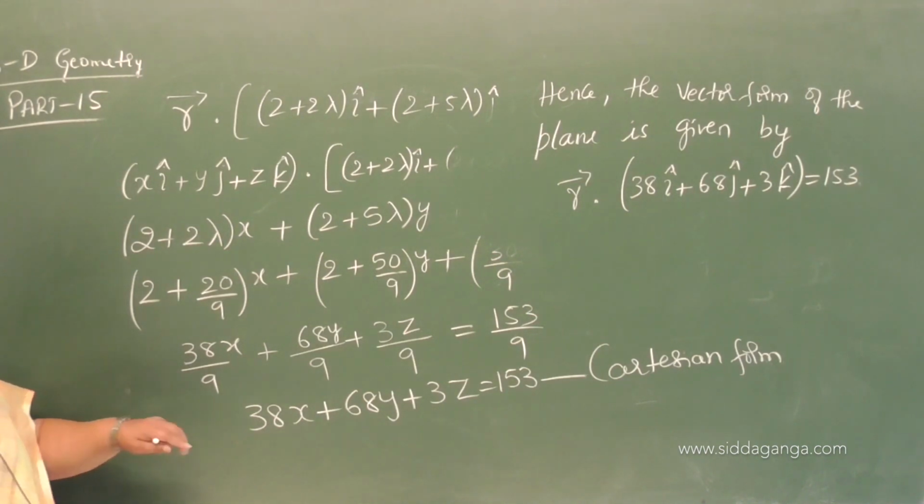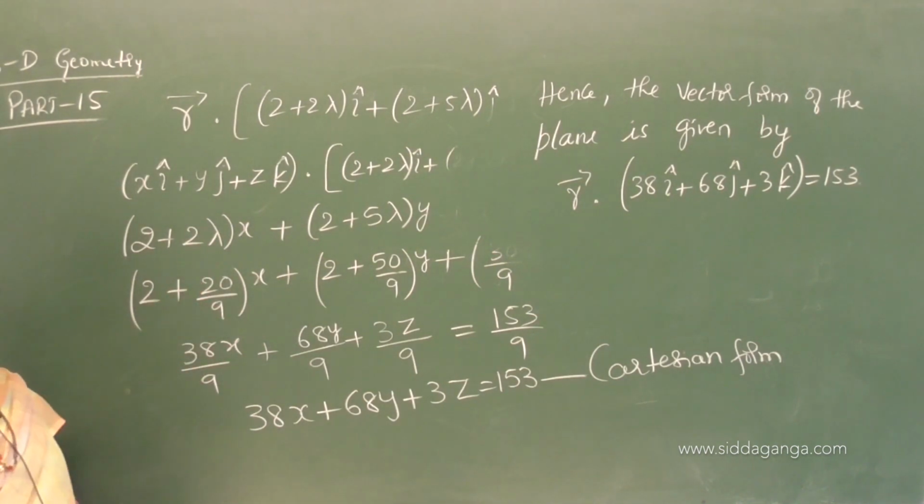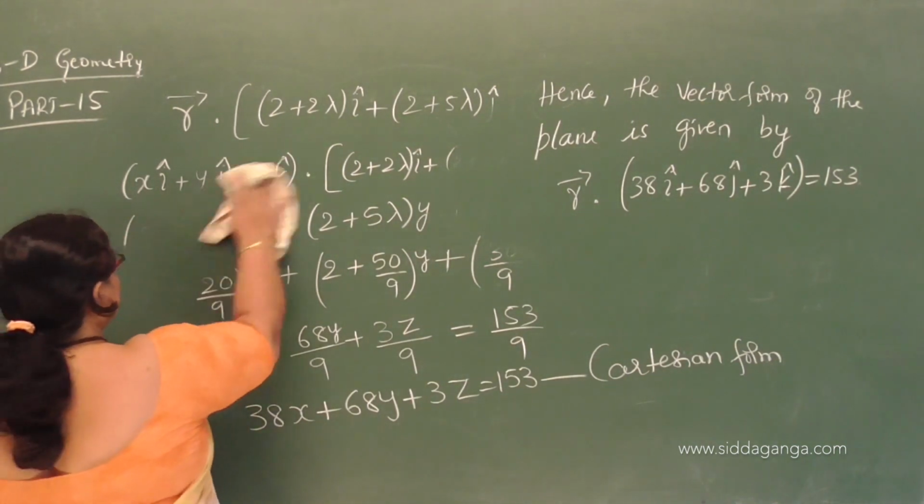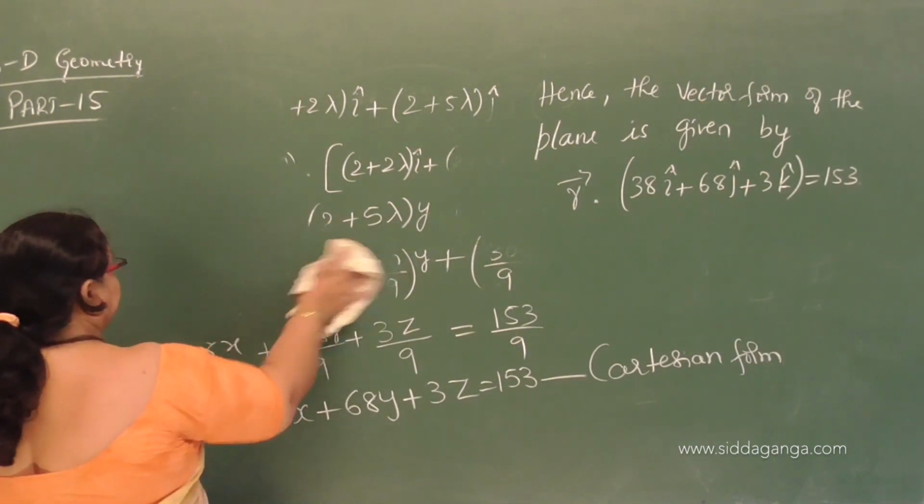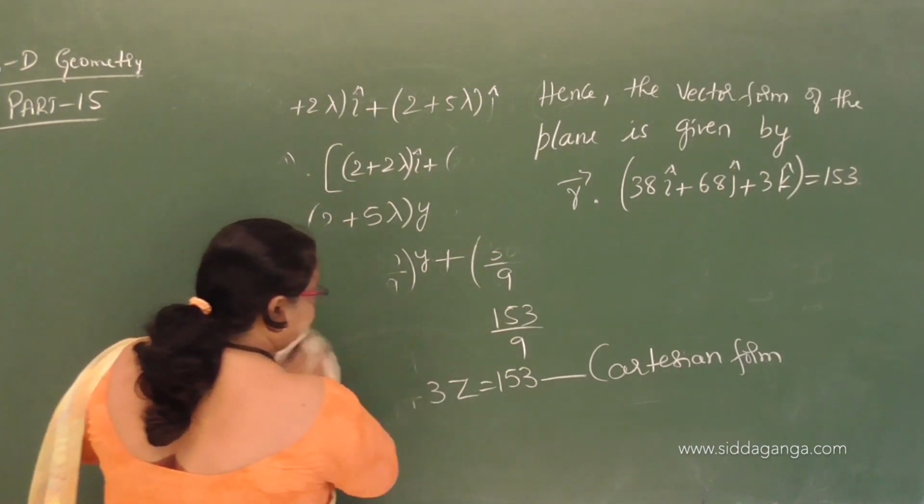This was the Cartesian form, and this is the vector form. So that is the solution for the given problem.